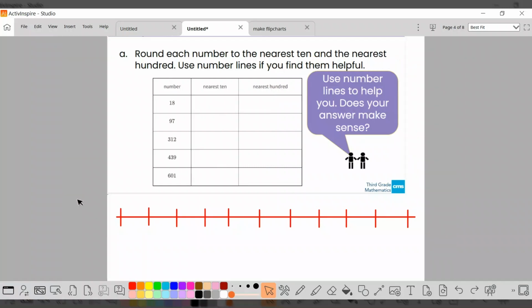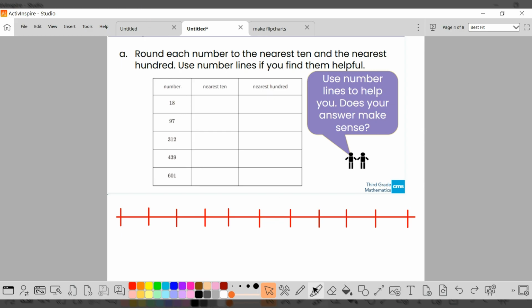All right, boys and girls, it's Mrs. Estelle again, of course. And we are going to work on this portion of your lesson today. So, you were charged with rounding each number to the nearest 10 and the nearest 100. And we want you to use number lines, okay? Because number lines are going to be helpful. So, remember, show your work. Don't make excuses. Show your work.